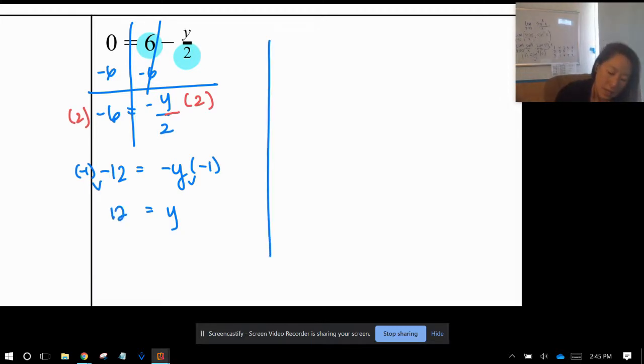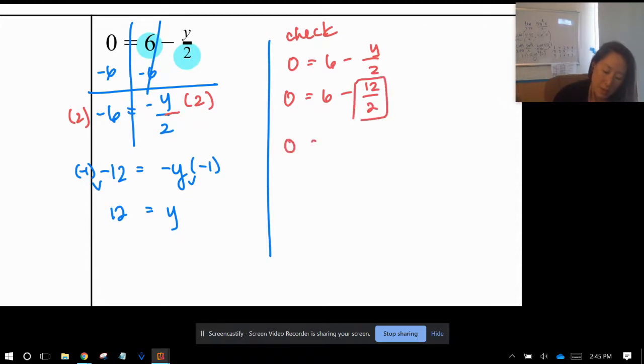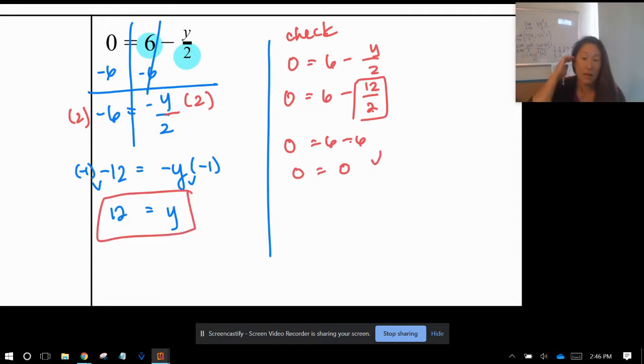Let's double check. 0 is equal to 6 minus y over 2. So I get 0 is equal to 6 minus 12 over 2. Division first. So negative 12 over 2 is negative 6. So I get 6 minus 6 is 0, and 0 is equal to 0. Looks like we have the right answer with y is equal to 12.